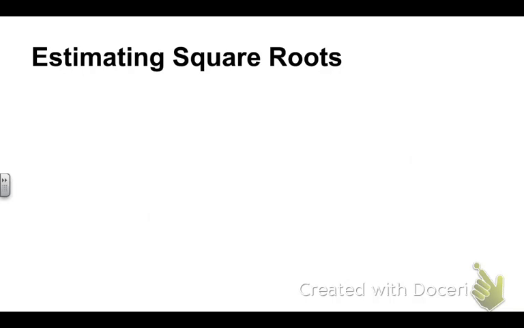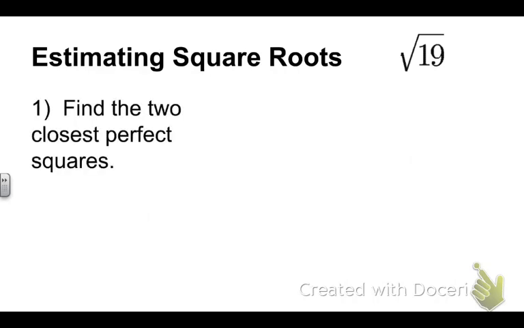What's a little bit tricky is estimating square roots. So let's say I want to estimate the square root of 19. There are 2 steps. The first step is you need to find the 2 closest perfect squares. The 2 closest, and look at your list. What does 19 come in between? 19 comes in between 16 and 25. 19 is greater than 16, but it's less than 25. So it's somewhere in between those.